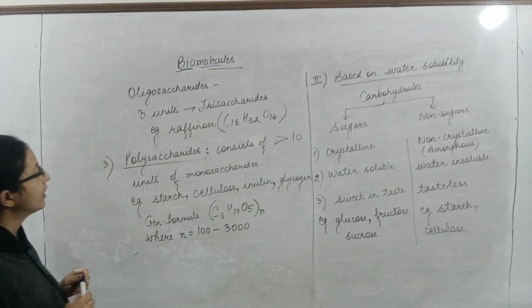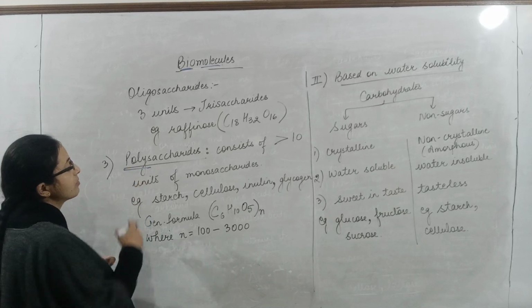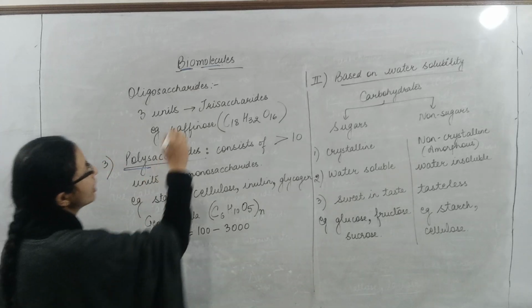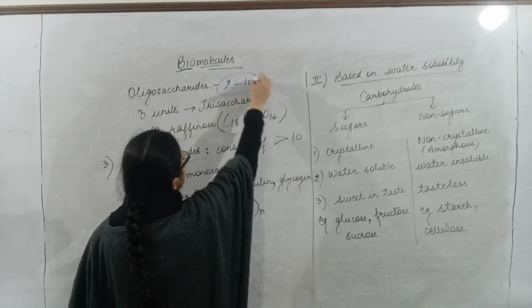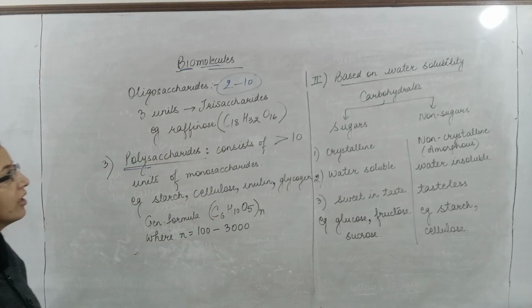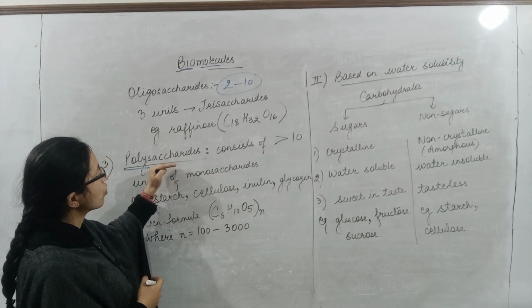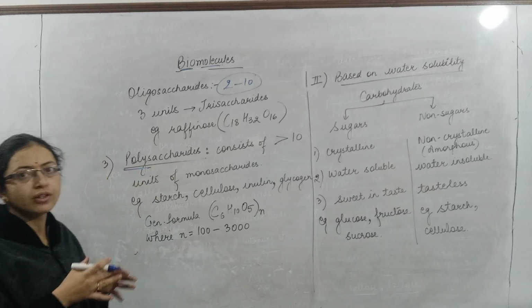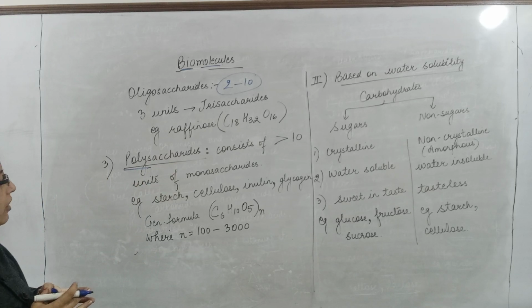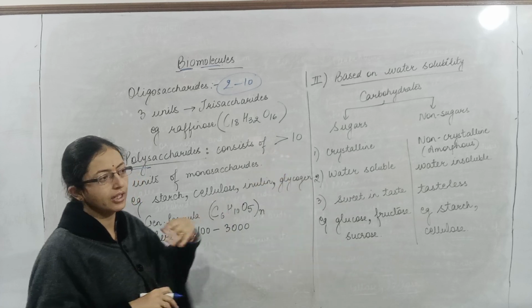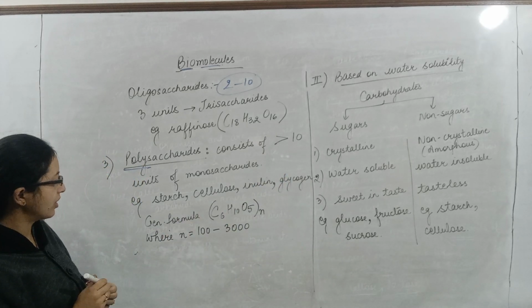C18H32O11. Then poly means made up of many monosaccharide units. What was the range in oligo? 2 to 10 monosaccharide units, and it breaks into those on hydrolysis. If we have greater than 10 units of monosaccharide, then it is called a polysaccharide. They are usually made up of greater than 10 monosaccharide units, and on hydrolysis they will produce the same number of units as the number of units it is made up of.